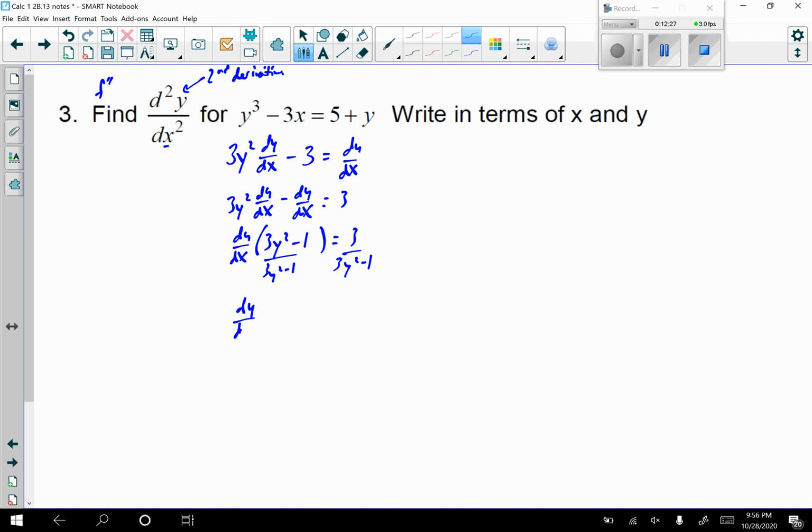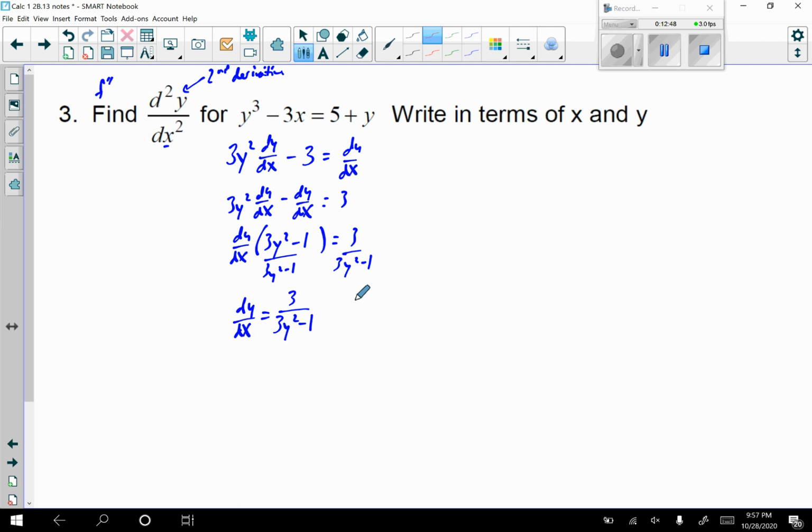dy/dx is 3 over 3y squared minus 1. Now, do this derivative. That's going to be d2y over dx squared, our second derivative. But how do we do this side? Maybe it's fortunate we only have one variable here. This is just going to use regular rules.